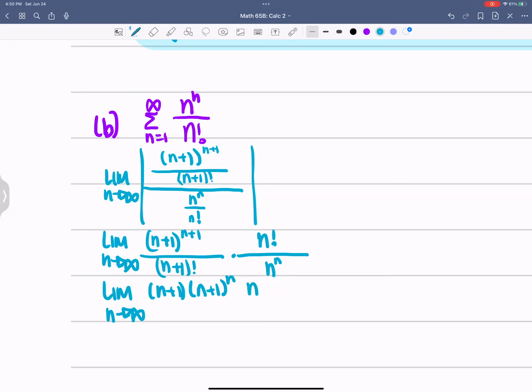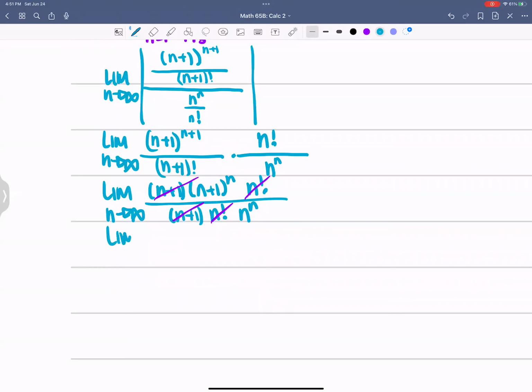And we have n factorial here. In the denominator, we have n plus 1 times n factorial times n to the power n. Lots of things divide out. So we have these two dividing out. We have these two dividing out as well. And we have the limit as n approaches infinity of n plus 1 over n to the power n.